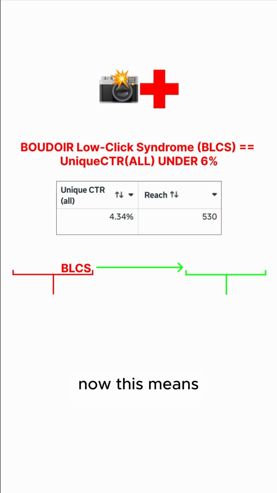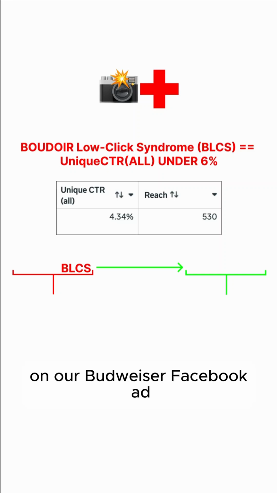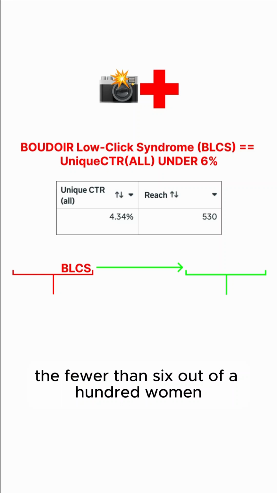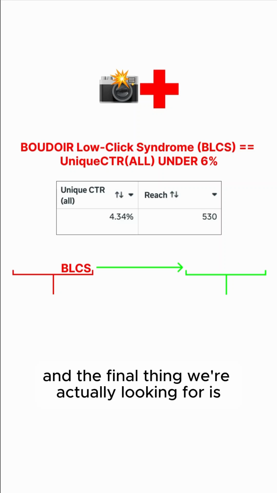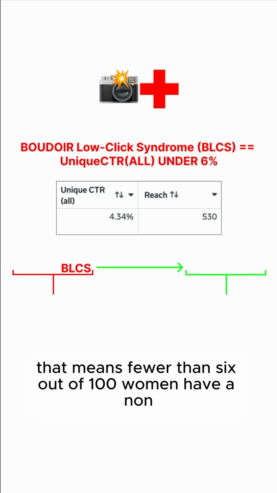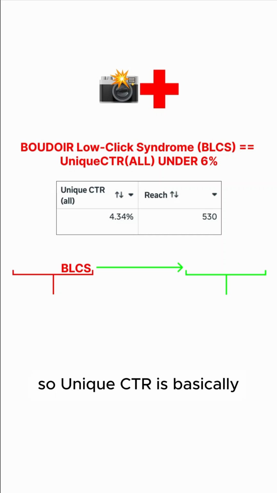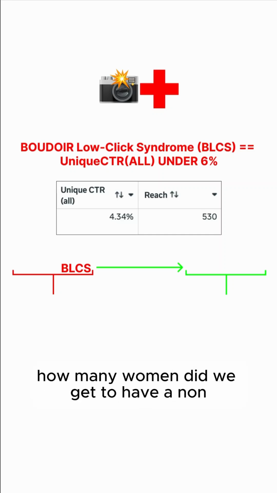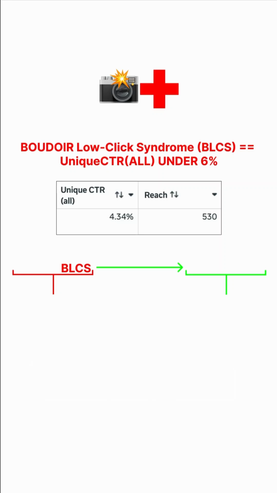Now, this means fewer than 6 out of 100 women are clicking somewhere on our Boudoir Facebook ad, which means that fewer than 6 out of 100 women have had our ad actually enter their brain. And the final thing we're looking for is that it means fewer than 6 out of 100 women have a non-zero chance of buying from us. So unique CTR all is basically how many women out of 100 did we get to have a non-zero chance of buying from us. That's literally what it is.